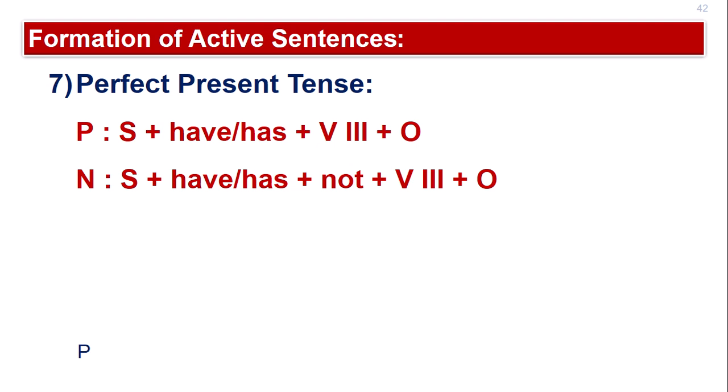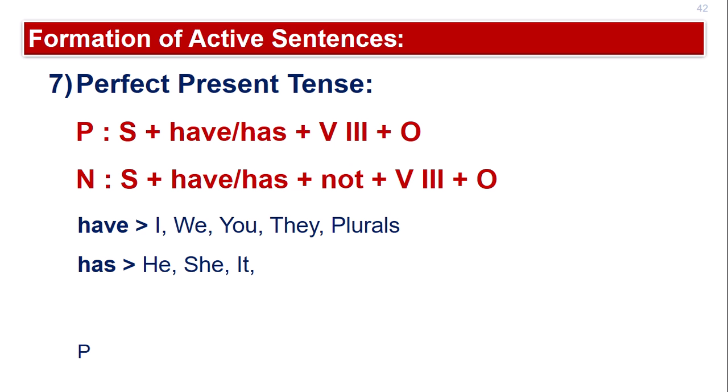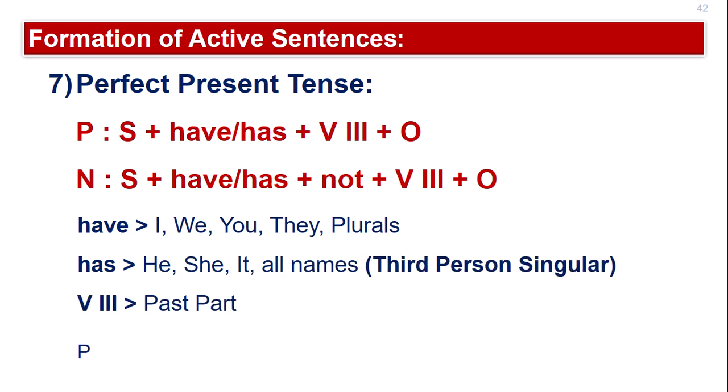tense. Here we have the positive negative formula of the perfect present tense. Positive: subject plus have/has plus verb 3 plus object, and in negative: subject plus have/has plus not plus verb 3 plus object. Have is applicable with the pronouns I, we, you, they and all the plurals as subject, and has is applicable when the subject is he, she, it and all names. In short, it is third person singular. So you can note down all these rules.